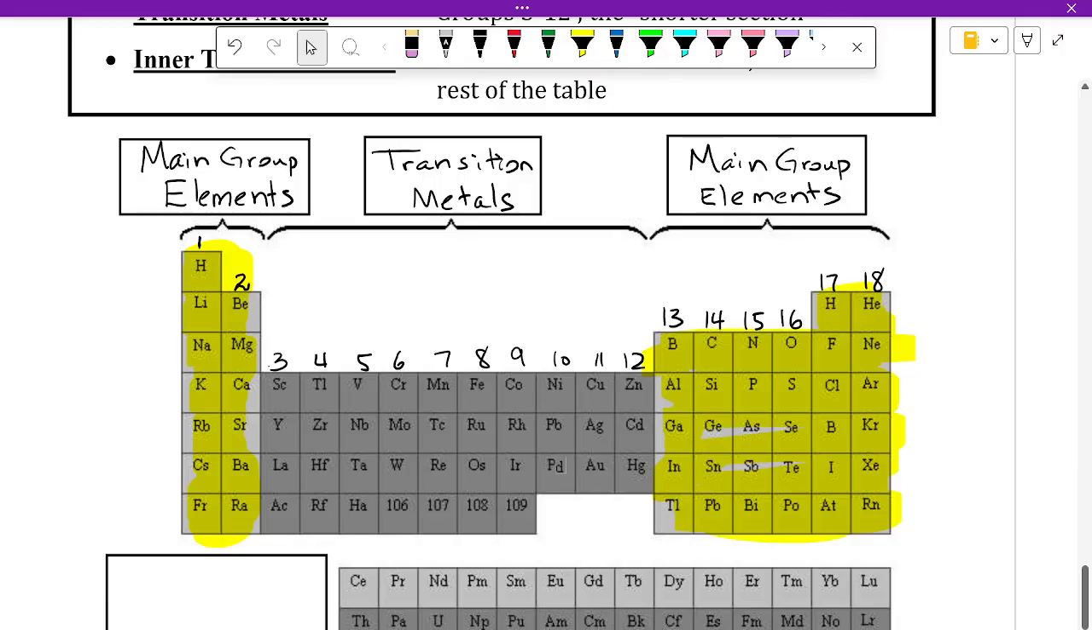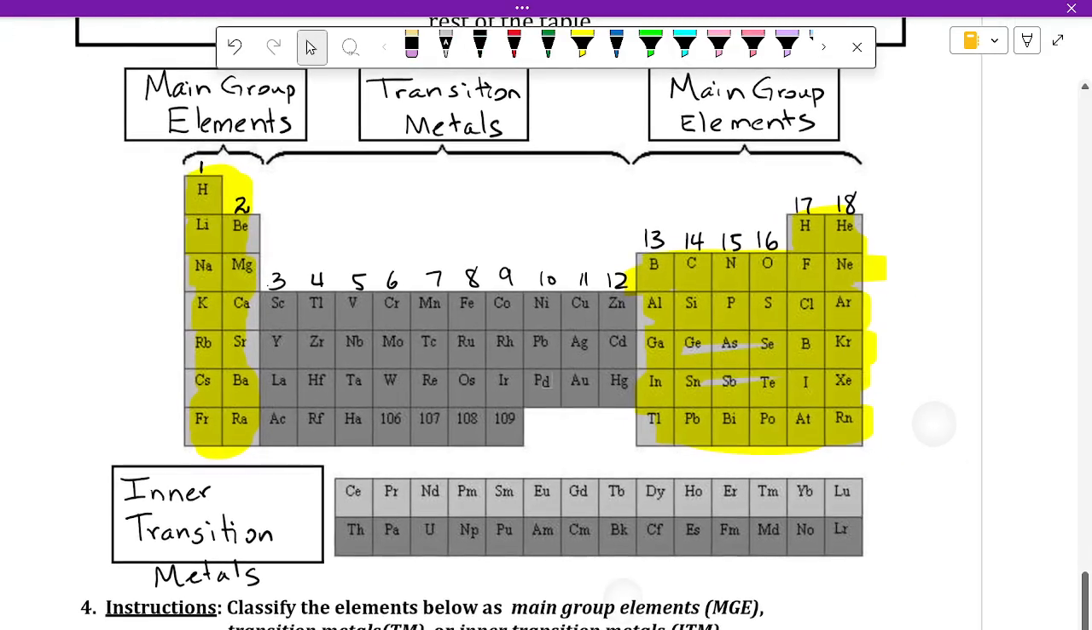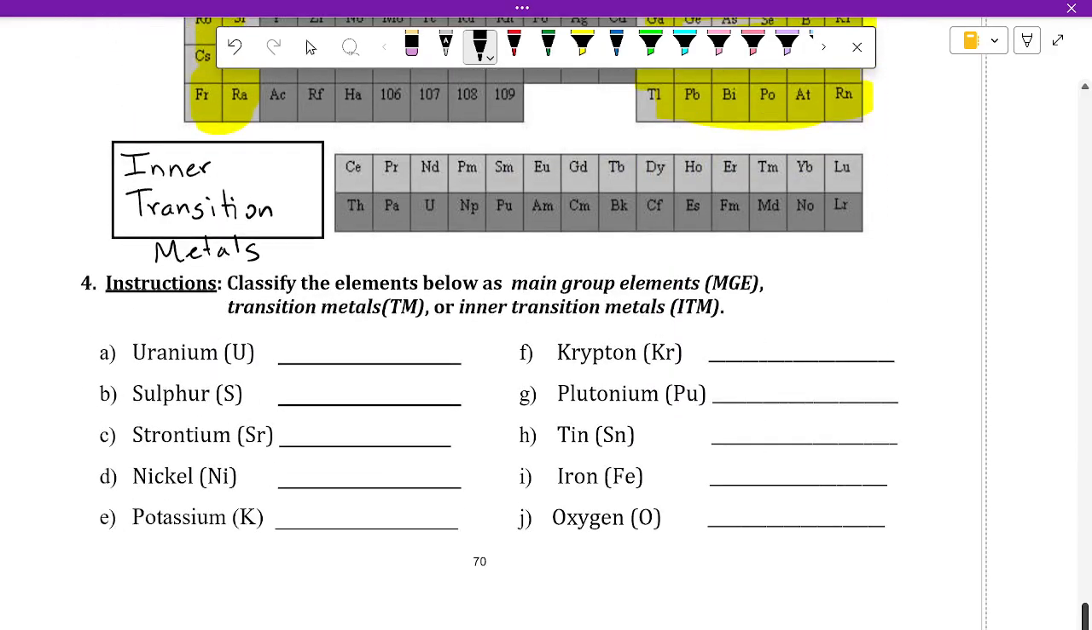And then down at the bottom, once again, we have our inner transition metals. And I did not leave enough room, so I'm going to put metals here. Metals. And again, you'll use your periodic table to go through and figure out which each belong to. So you're going to start on page 67 and go up to page 70.